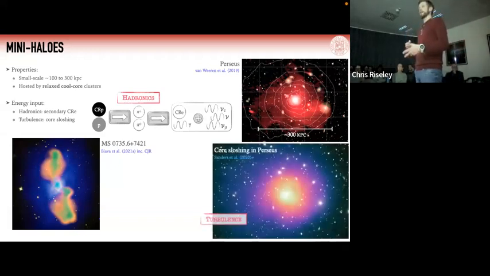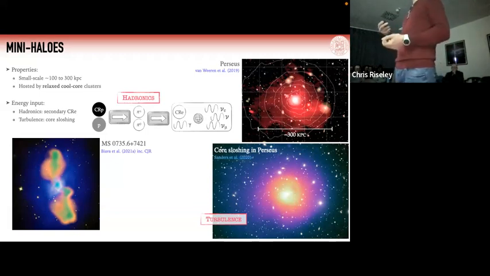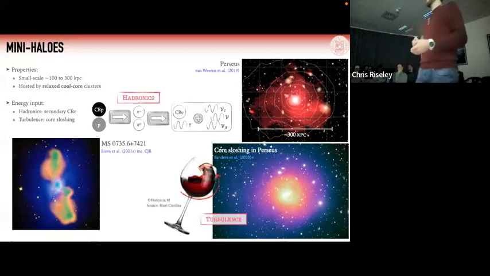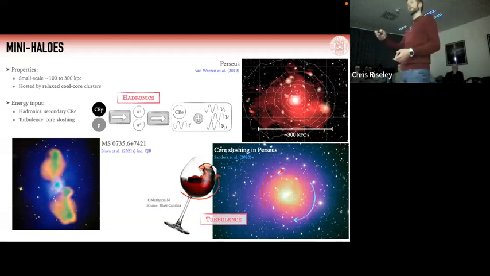Alternatively, turbulence. Turbulence is a well-tunable and ubiquitous process in clusters of galaxies. In the Perseus cluster, that is known to have turbulence produced by core sloshing. You can think of this in a real-world example as the sloshing of wine in a glass, but when you look at the structure of the core in Perseus, it's sloshing much more like this.